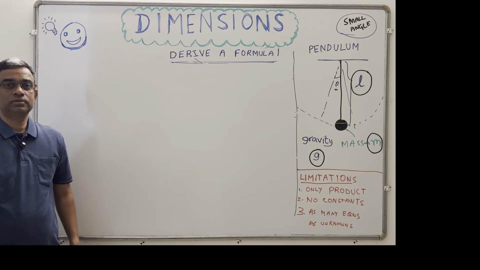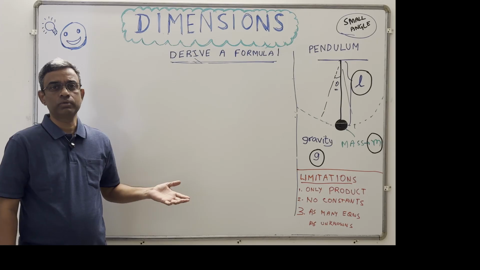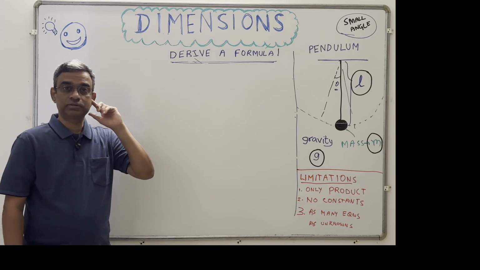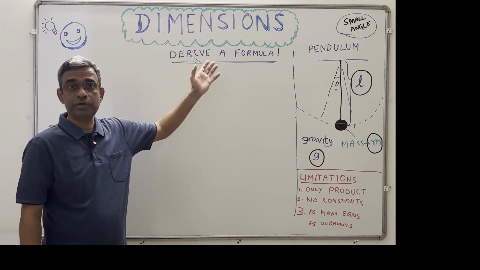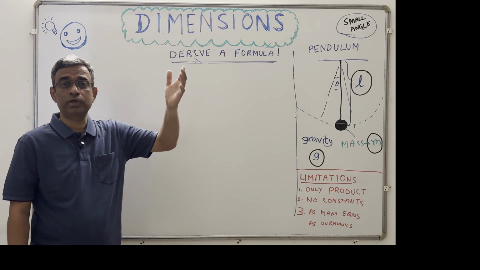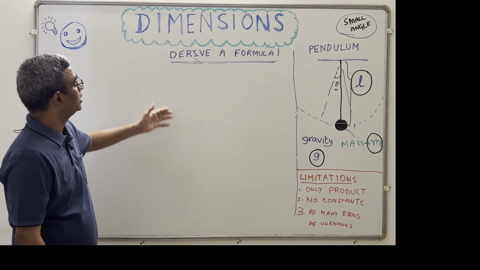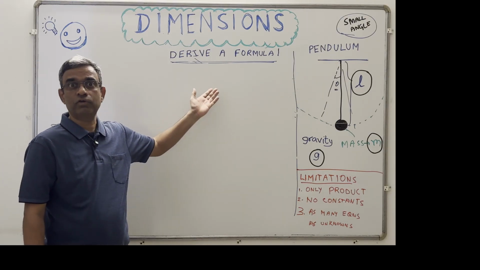Hello students, today we will see how we can derive a formula using dimensions. It seems as though dimensions is like a James Bond. He can drive a car, he can ride a helicopter, he can ride an aeroplane, and dimensions seem to do many things, even derive a formula.